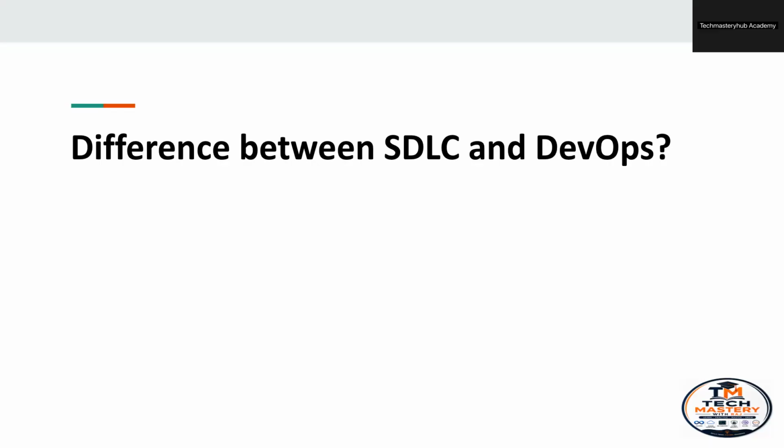Okay. Next question is the difference between SDLC and DevOps. SDLC stands for software development lifecycle. SDLC is a sequential process. Separate teams. There is a separate development team, a testing team, an operations team. And because of that, deliveries are slower.